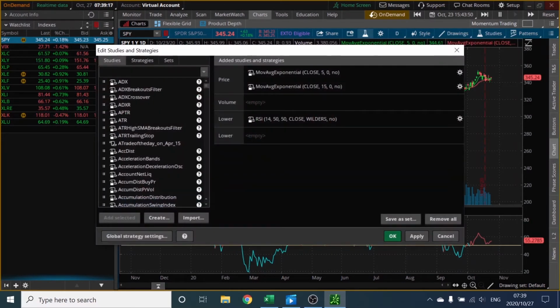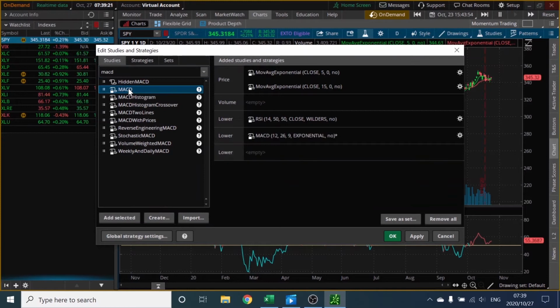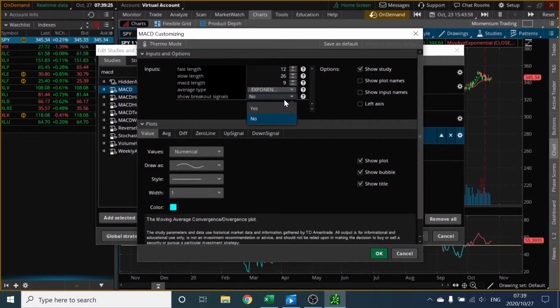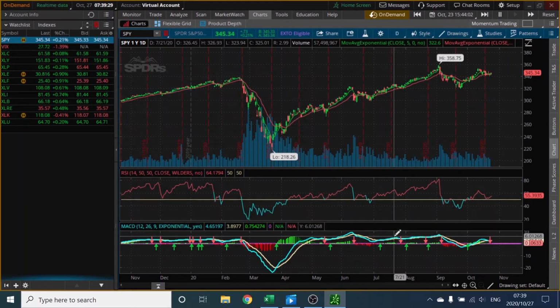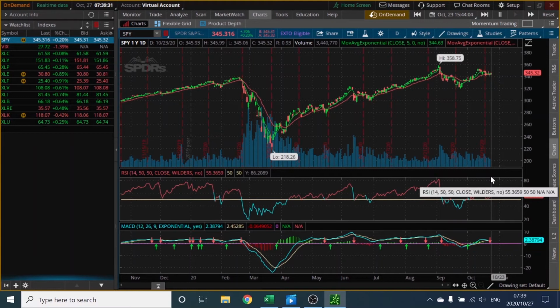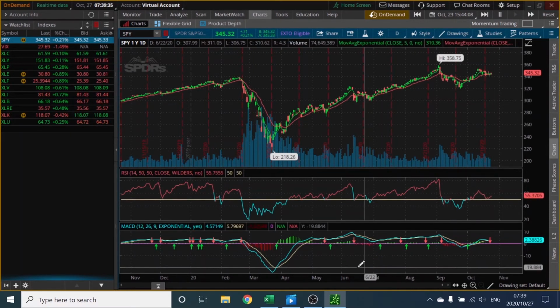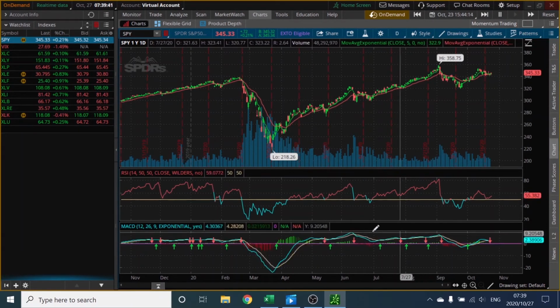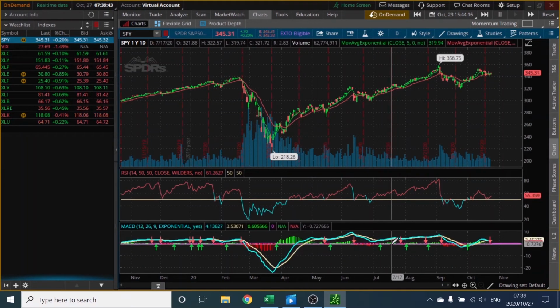Next, add the MACD. Go back to the beaker icon and under Studies, search for MACD and double click. Click on the cog and select Yes for the option to show breakout signals, then click OK and OK. There are 2 things I look for with this indicator. If the last MACD signal shows a green up arrow, then this is bullish, and if the MACD line is above the 0 line, then this is also a bullish sign.